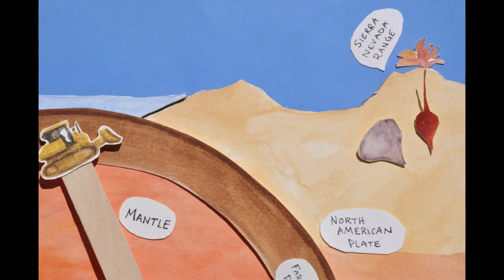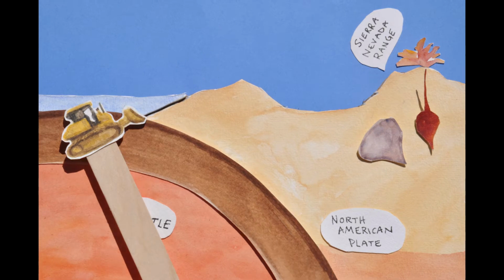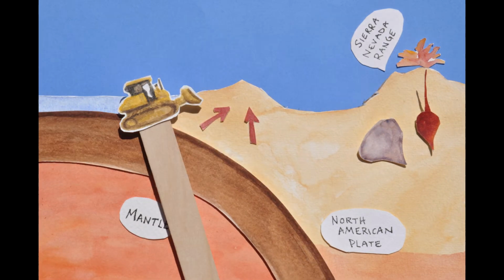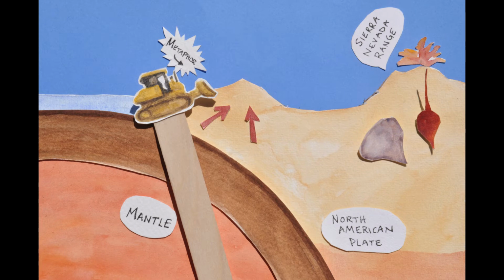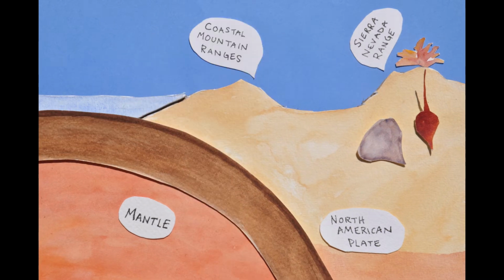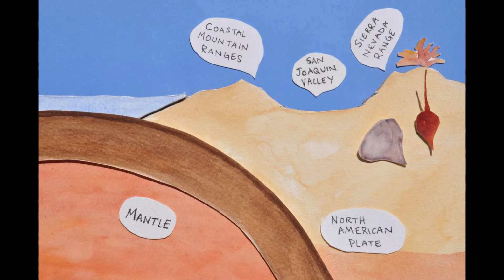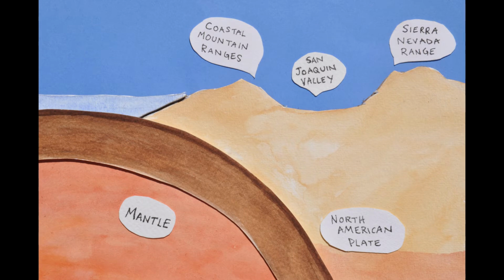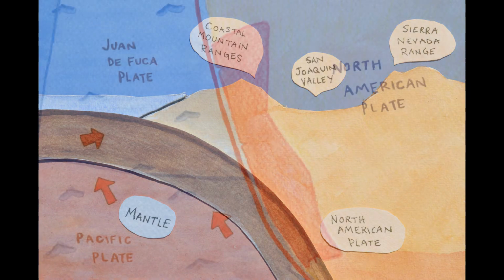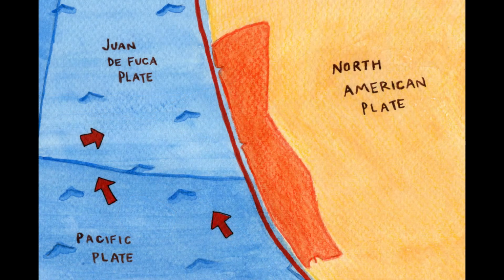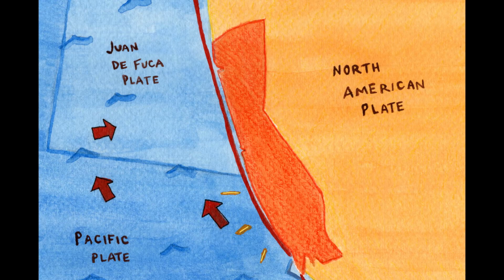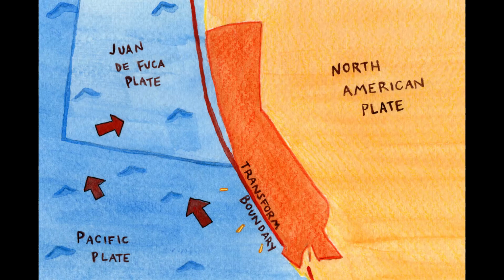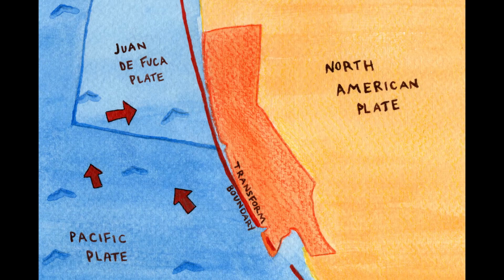The outer edge of the North American plate acted like a bulldozer, scooping up great mounds of seafloor sediment. This became the many coastal mountain ranges of California. Right behind the Farallon plate was the Pacific plate. And rather than subducting, the Pacific plate rammed into the North American plate until a transform boundary emerged.